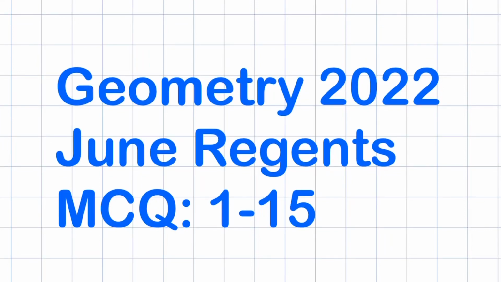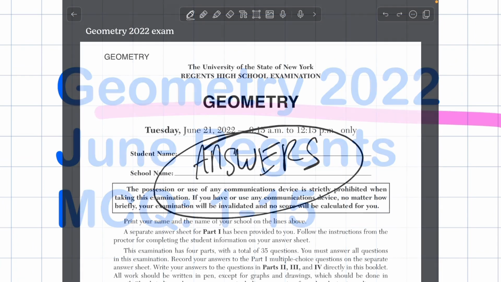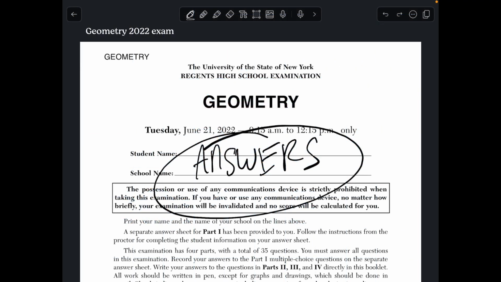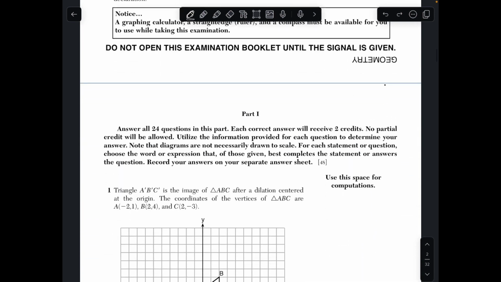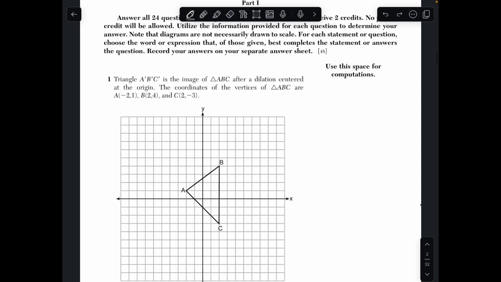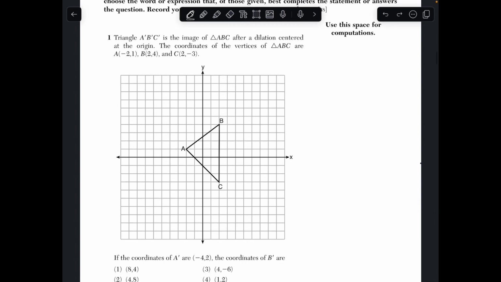In this video, we will be going over the Geometry 2022 June Regents exam, and we'll be covering the multiple choice questions 1 through 15. For this geometry examination, you will have 3 hours to complete the test, but you have to stay for 2. A huge, crucial part of geometry is really just reading the questions fully and understanding, and not just skimming over. Okay, so problem 1.